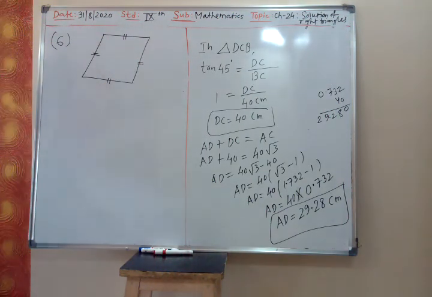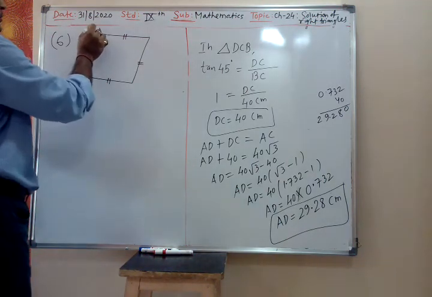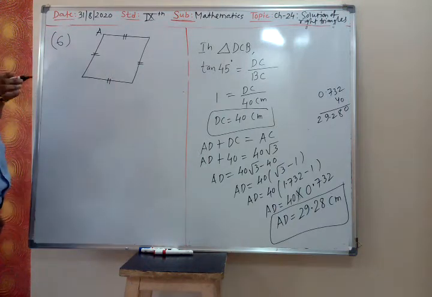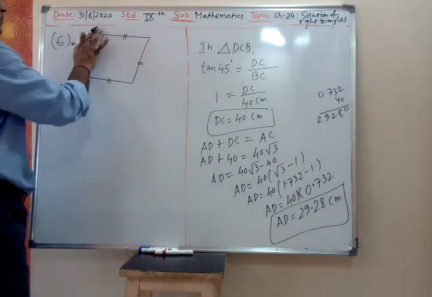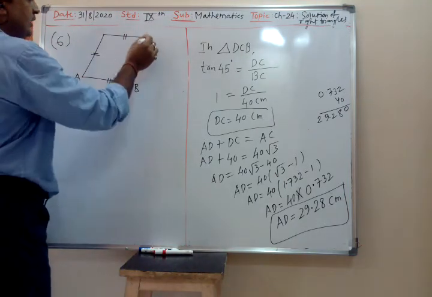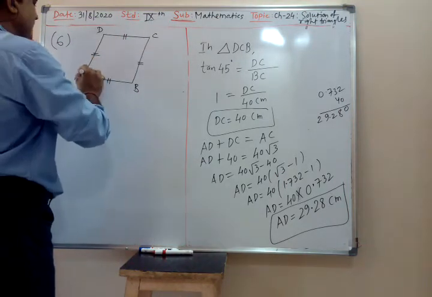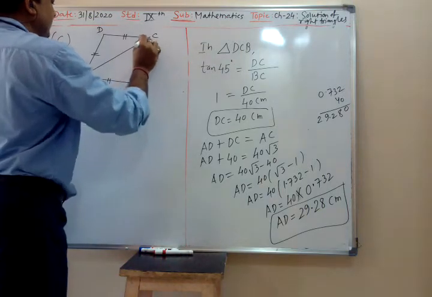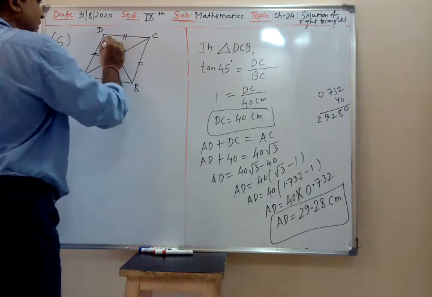What are the properties of a rhombus? The sides are given as A, B, C, D. The diagonals are AC and BD.